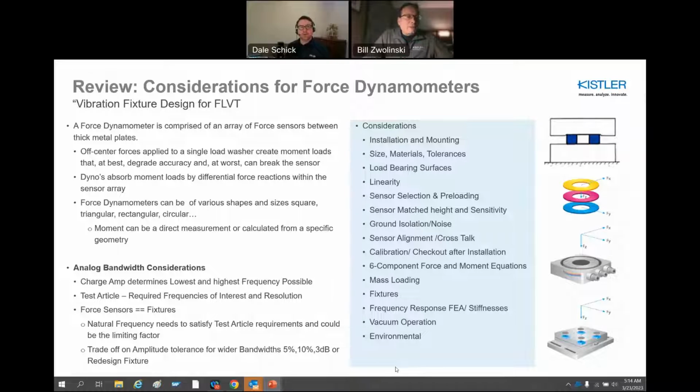There are also analog bandwidth considerations in every problem. It gets into the fixture design primarily, but you want to always take care in looking at the stiffness of the sensor, the stiffness of your top and bottom plates, and really look at what the natural frequencies would be and what your operating frequency would be with a given mass in mind. So this is all part of putting together a vibration fixture and making sure that it actually accommodates the mission or the test goals of the vibration test.